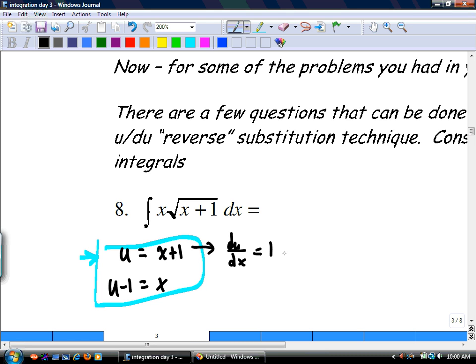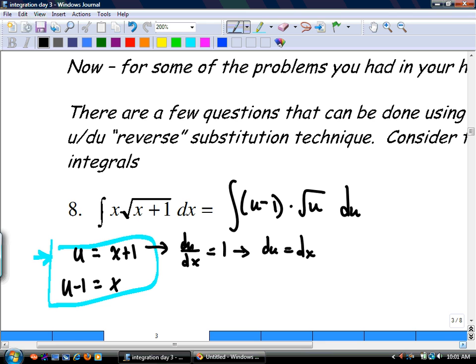So the antiderivative becomes the antiderivative of u minus 1 times the square root of u du. So you're looking at this going, what? Well, that's not easier. And I hit the pause button and I say, but it's not easier, but it's doable because you can do this now.